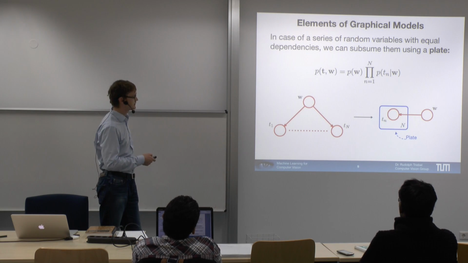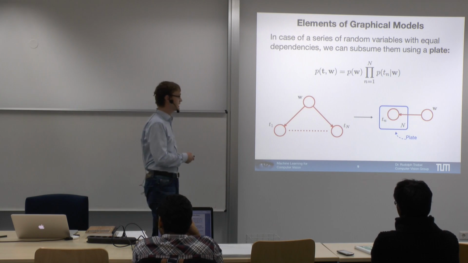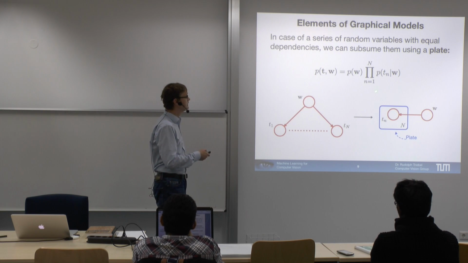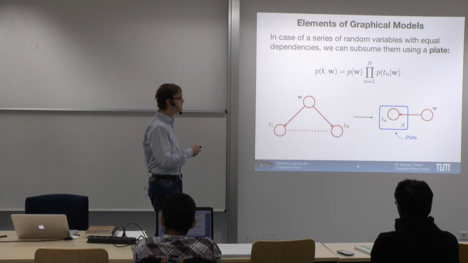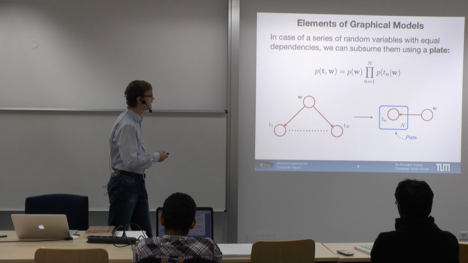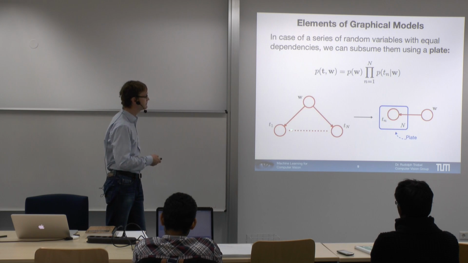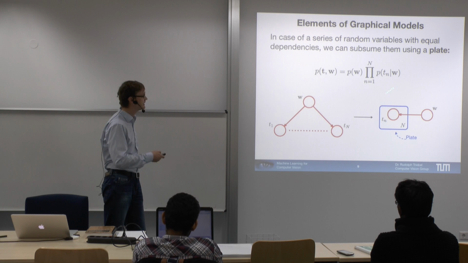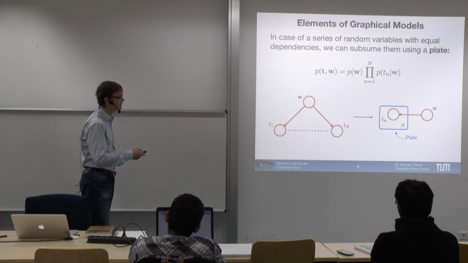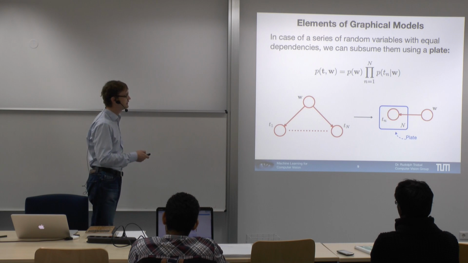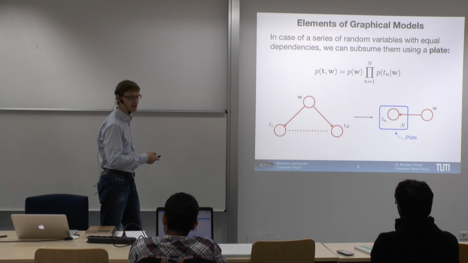And in math, it looks like this. If I write this down in a formula, the joint of t and w is the same as p of w times the product over all these conditional distributions, t1 to tn given w. For every one of these, I have an arrow in the graph, and the arrow always goes from w to t_n.